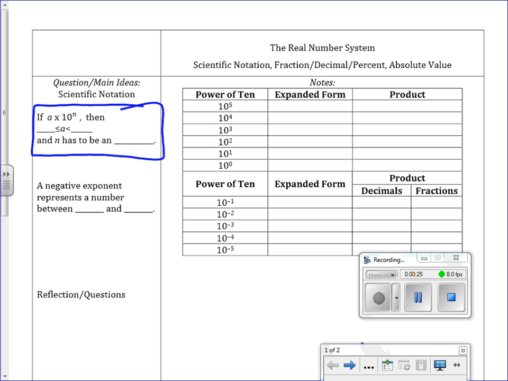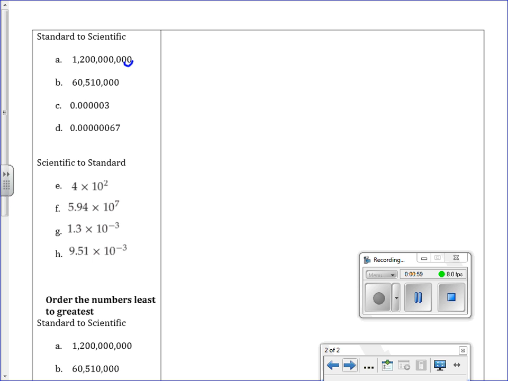This is scientific notation. Now the rule is that 1 has to be less than or equal to a, which has to be less than 10. So the number that we use for a has to be at least 1 and less than 10. And n, that little power, has to be an integer. So that means it can be a positive or a negative number. So when we go to our actual notes dealing with scientific notation, we want to use that information to help us out.